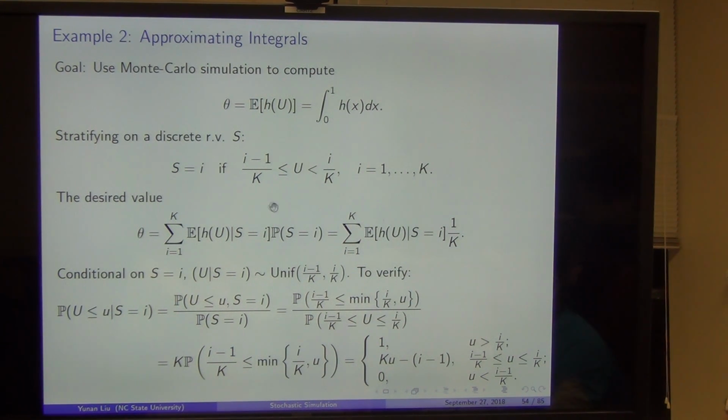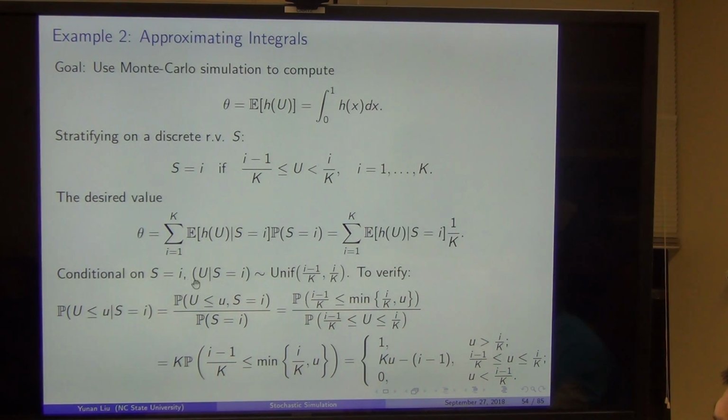Given that S equals i, or given that U falls into this ith interval, U given S equals i will be uniformly distributed in the interval, right? So basically S equals i means U falls in here. Given that U falls in here, the distribution of U will be uniform in that interval. Easy, right? How do we verify? This formula aims at showing this statement. To verify, let's compute the CCDF and the CDF of U given S equals i.